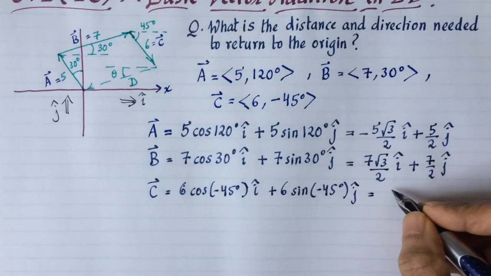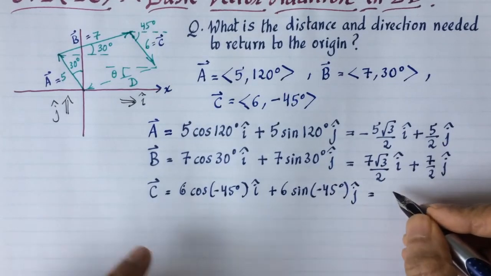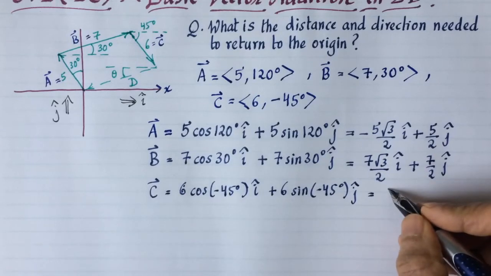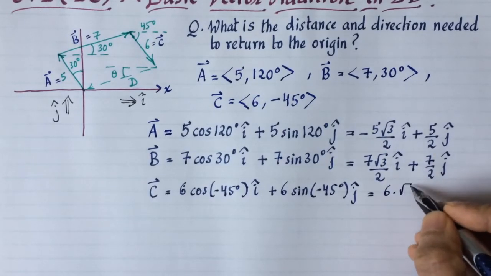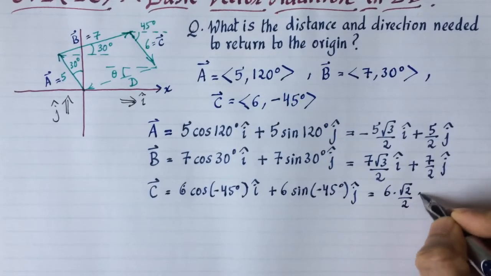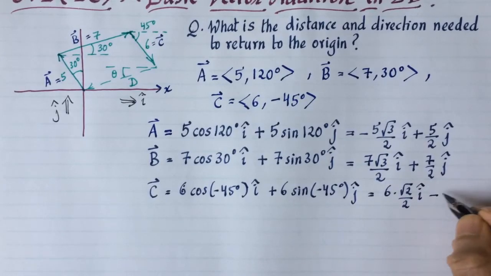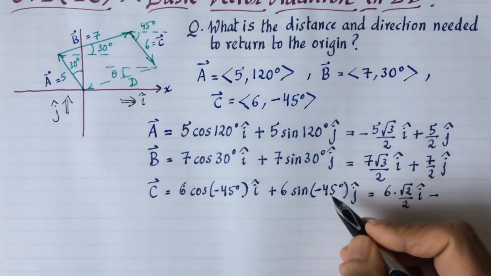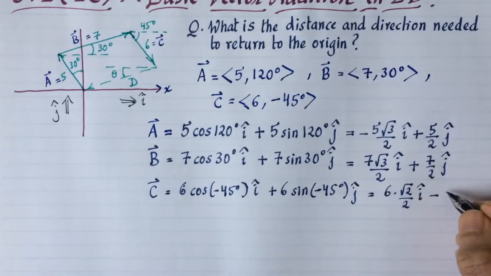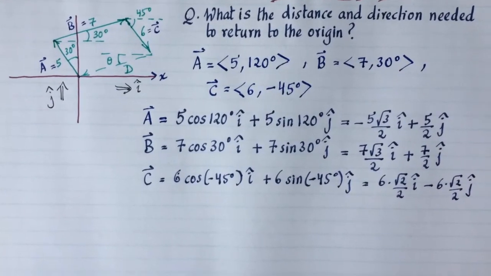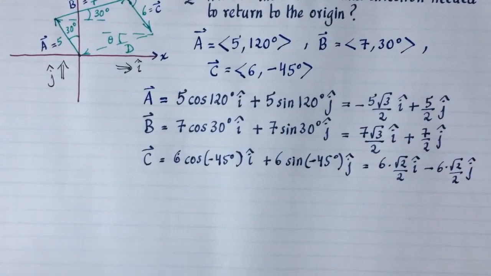So let's write this down. Cosine of negative theta is the same as cosine of theta, so this negative sign does not affect that. So it's root 2 by 2 i hat, and then negative, because sine of negative theta is negative sine theta, that's negative 6 times root 2 by 2 j hat. So we have found all these vectors in Cartesian form. We are now in a position to add the vectors.